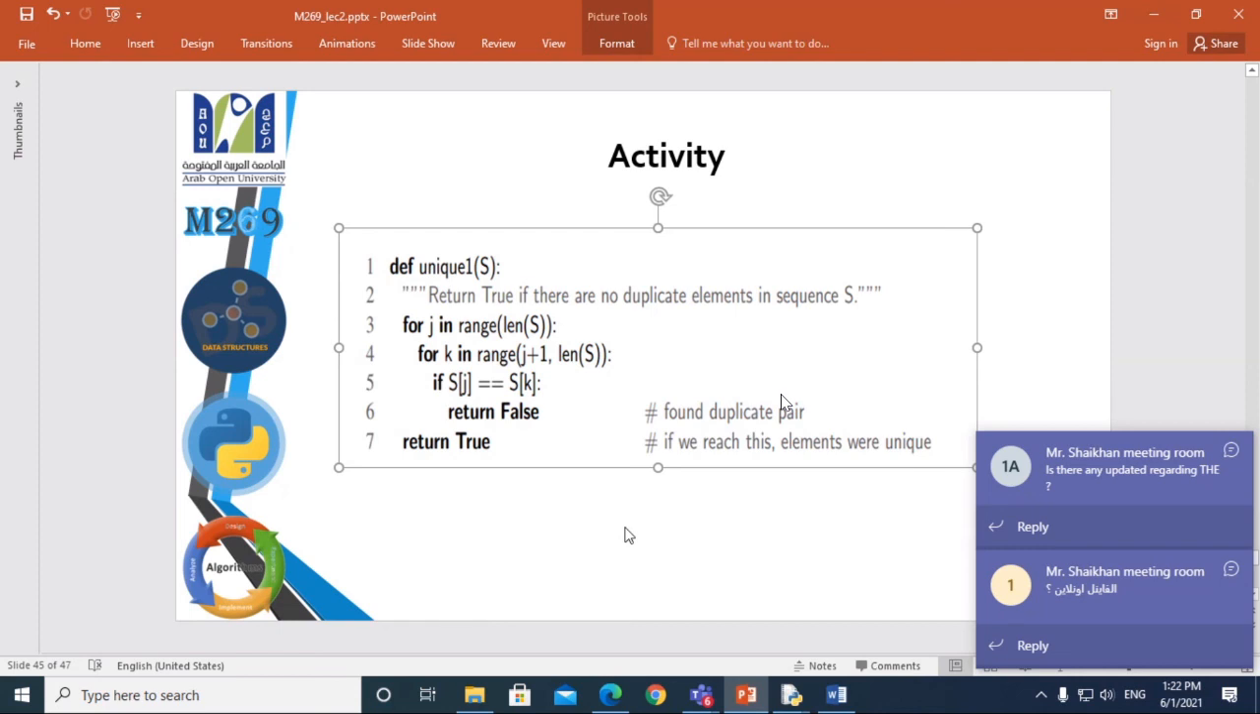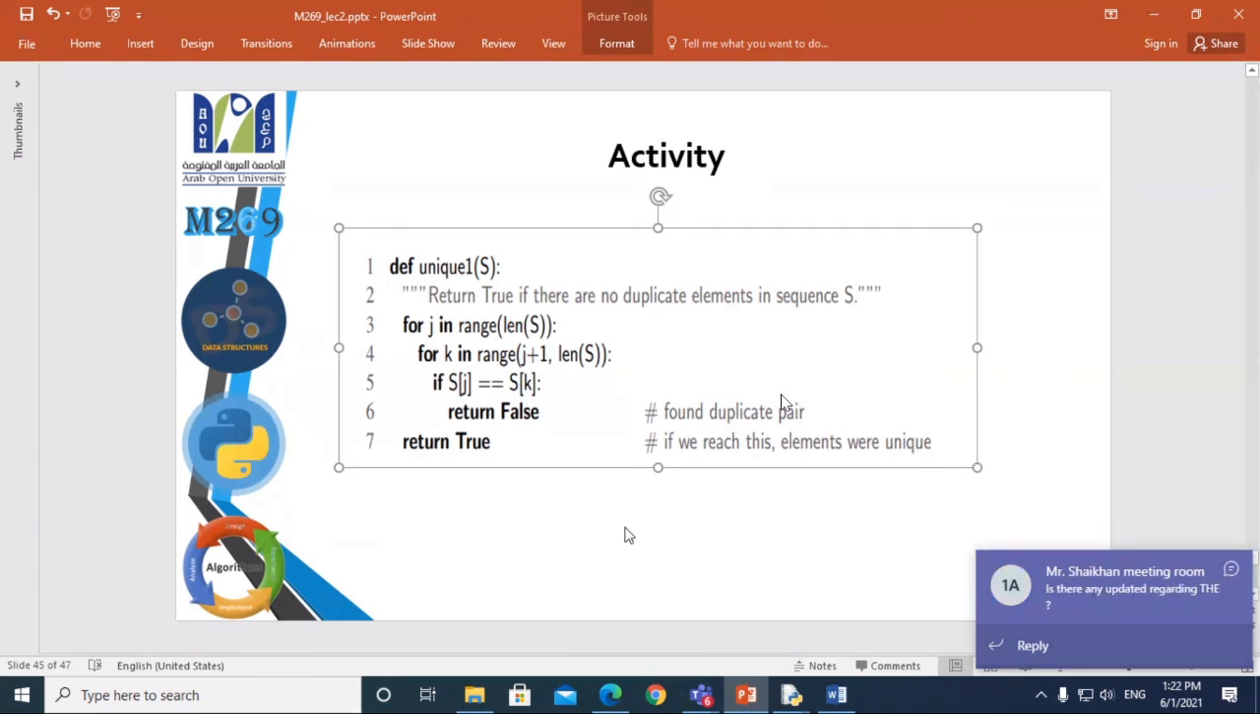طيب يا دكتور، home exam؟ طبعا unless we receive another instructions until today it is take home exam. حتى اللحظة هذه it is take home exam إن شاء الله.